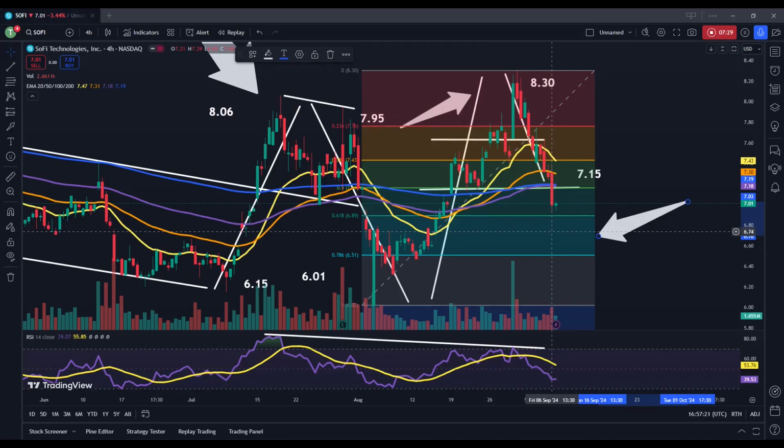Here's the current stock market update for SoFi Technologies Incorporated, stock ticker SOFI.